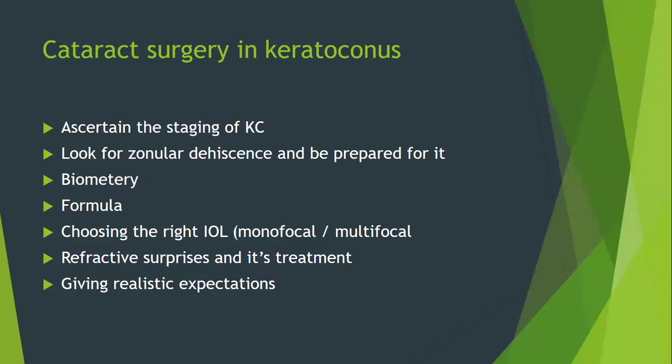Then there are ocular associations. Look for systemic problems, any connective tissue disorders. Look for zonular dehiscence, do dilated fundoscopy to look for retinitis pigmentosa and visual outcome, and be prepared for zonular dehiscence with CTR and everything. The biggest challenge is biometry. Then formula, choosing the right IOL, monofocal or multifocal, refractive surprises, how to treat that, and giving some realistic expectations.